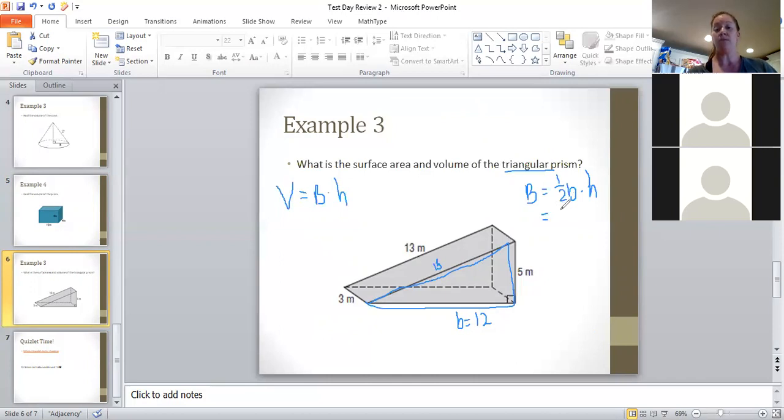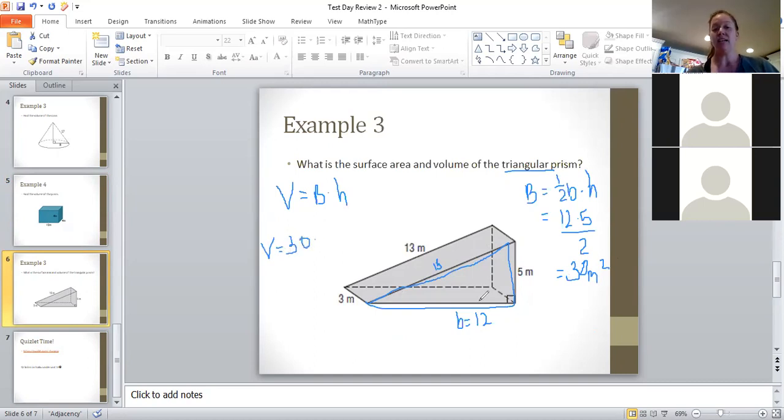So we have 12 times 5 times 1/2 or divided by 2, right? It's the same thing. So 12 times 5 is 60 divided by 2. So I got 30 meters squared for my big B. And now I'm going to go ahead and plug that in to my volume formula over here. So volume is equal to big B, which is 30, times our height.